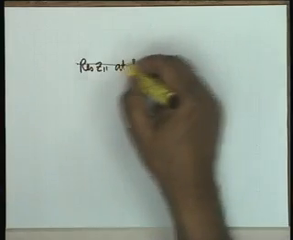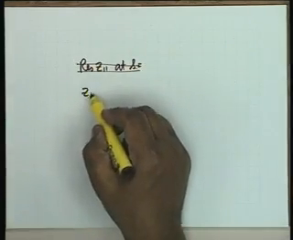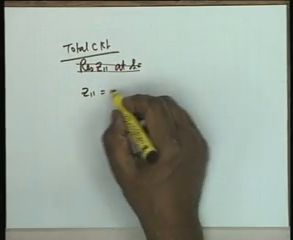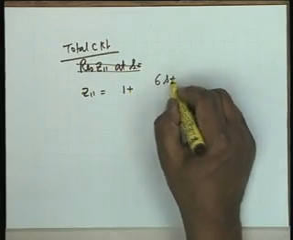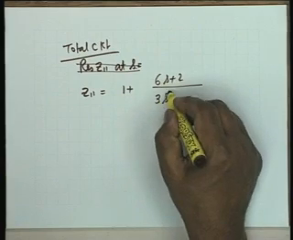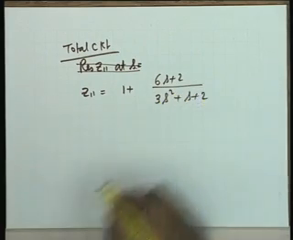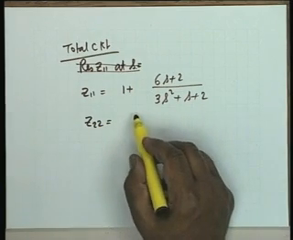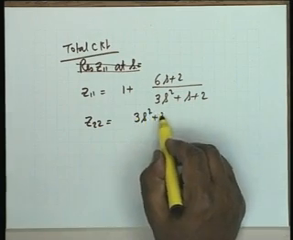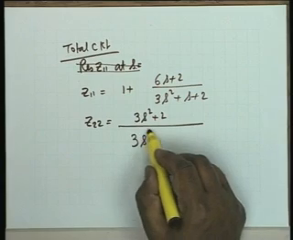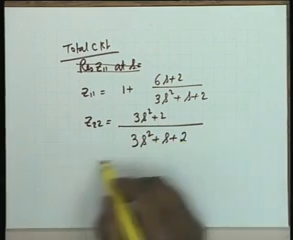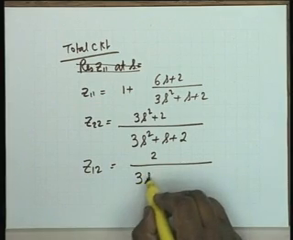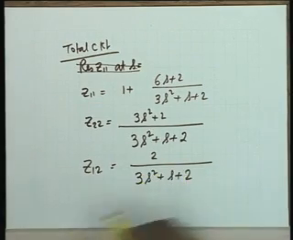Okay, okay. So for the total circuit Z11 equal to 1 plus 6s plus 2 divided by 3s square plus s plus 2. Alright, Z22 remains the same, that is 3s square plus 2 divided by 3s square plus s plus 2, and Z12 is equal to 2 divided by 3s square plus s plus 2.